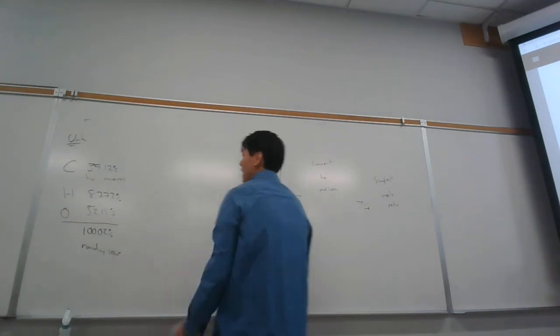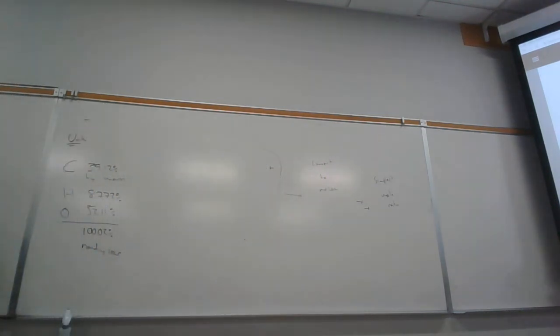Okay, but we don't want a mass ratio. Because if I have a mass ratio, C 39.12, H 8.772, O 52.11, what would we do with that? Maybe we'd round it, C 39, H 9, O 52. Is that very useful? It's not very useful. This is not useful. So formulas are not mass ratios.